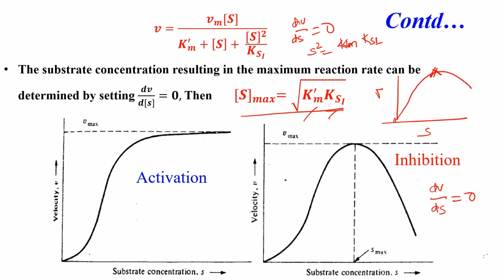So, typically we see when substrate concentration is increasing, this is the activation step, it reaches a plateau. But when there is inhibition, it reaches a plateau, and if we increase further, there is a decrease in the rate, that is called the substrate inhibition.